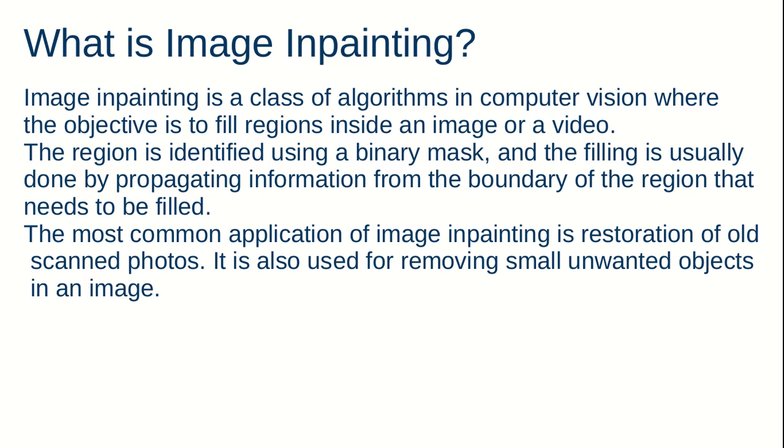Basically, the regions are identified by using a binary image. I will explain it later. With the help of that binary image, we are able to remove some objects or restore some objects from the original image. The two most common use cases of image inpainting are, first, restoration of old scanned photos, and second, removing unwanted objects in an image.